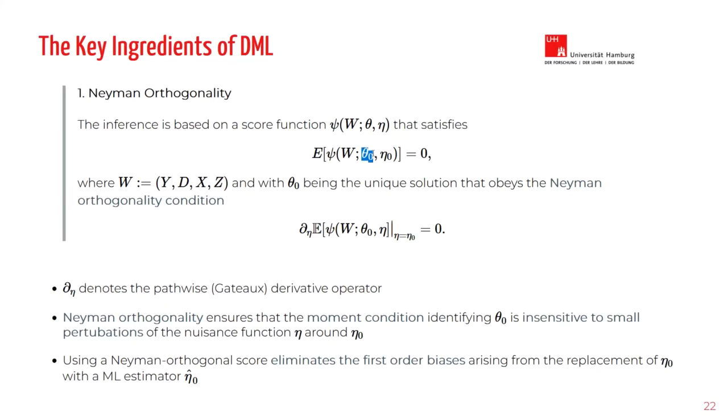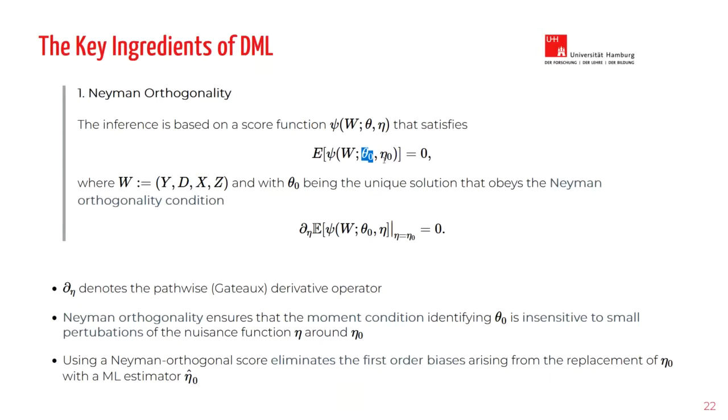Now let's consider what Neyman orthogonality is in more detail. Neyman orthogonality refers to a property of the score function psi that is used for identification of our causal effect. The causal effect theta naught is considered as a solution to a score function psi, or moment condition, which is here based on the expectation of a score function. We have W that denotes the data in our partial linear regression model. We have the outcome variable Y, we have the treatment variable D, and we have the confounding variables X.